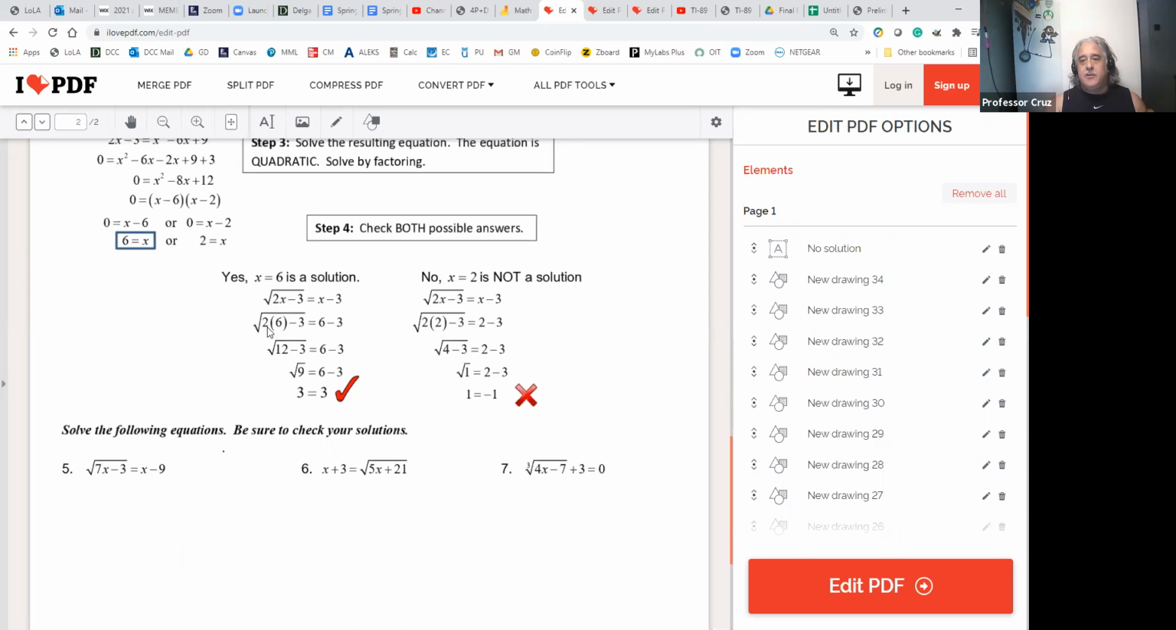All right, for 6, you put it in there times 2, you get 12. 12 minus 3 is 9. On this side, it was 6 minus 3, which is 3. Square root of 9 is 3, so this one's good. But watch what happens when we use x is equal to 2. 2 times 2 is 4. And then we got the minus 3 that was already underneath there. So that's square root of 1. And then 2 minus 3 is negative 1. Square root of 1 is 1. This one does not check. So there's only one solution.